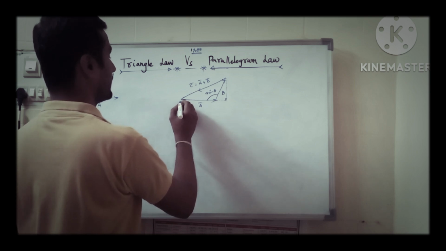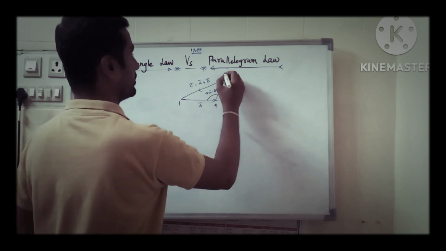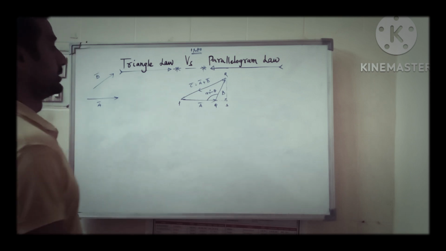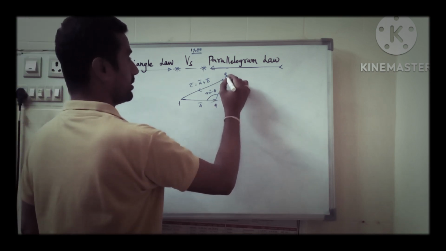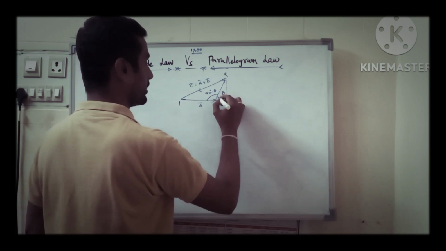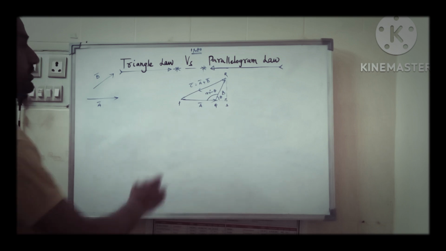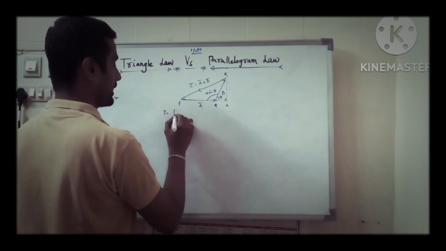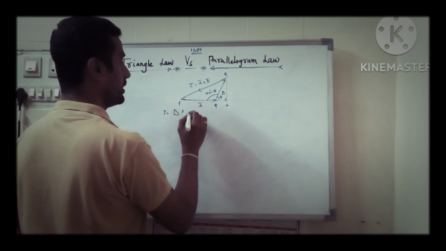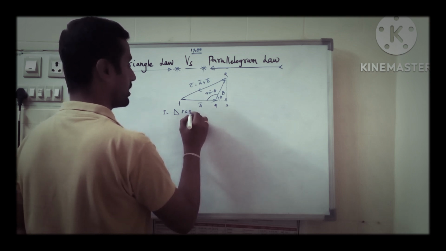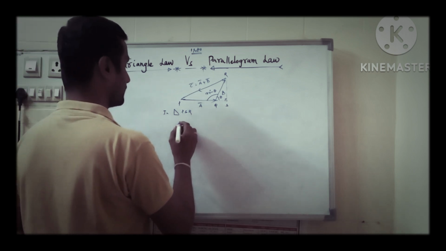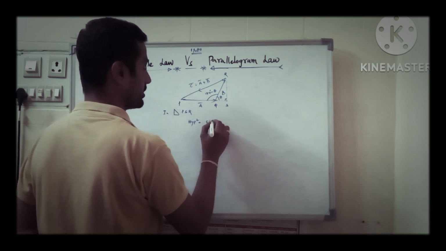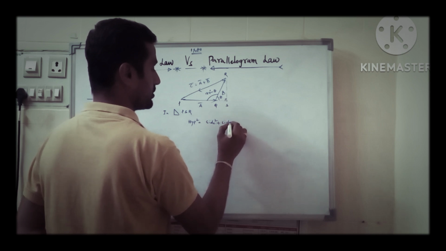Here, this point is P and this is Q, and this is R, and the intersection point here is S. Then the angle between QR and QS is theta. Now this forms a right angled triangle. In right angled triangle PSR, by applying Pythagoras law, hypotenuse square is equal to side square plus side square.